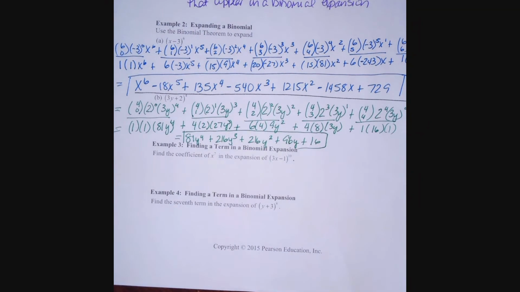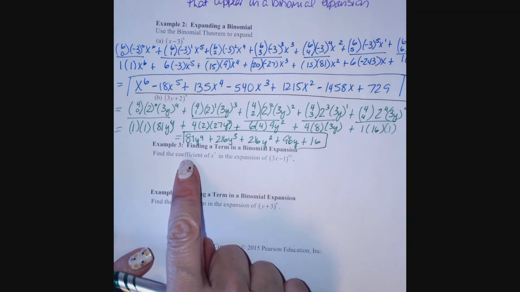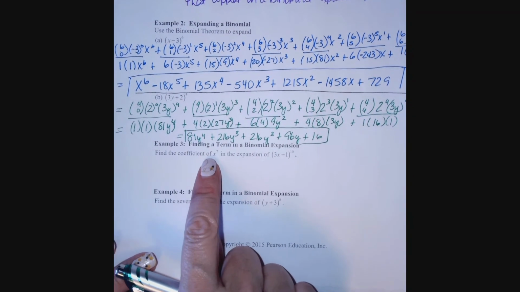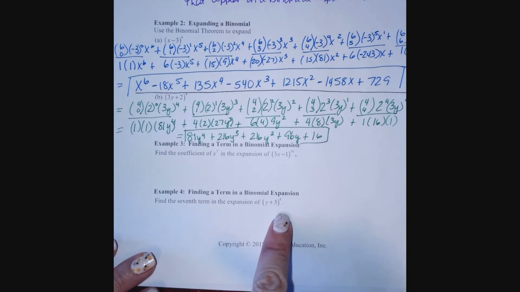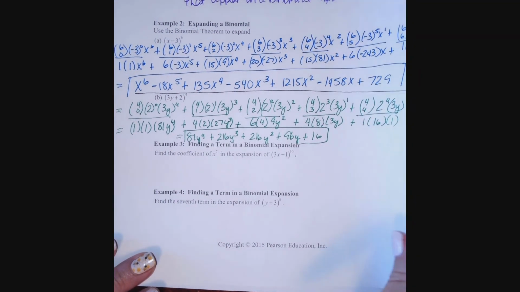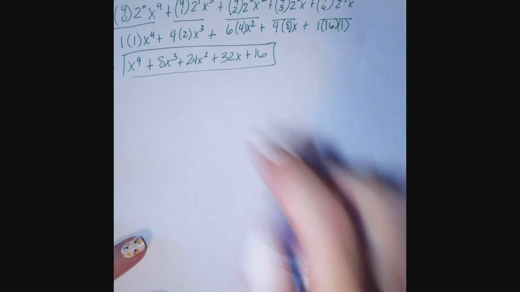Okay, these last two questions ask you something a little bit different. This one wants just the coefficient of the x to the 7th term. This one wants the 7th term of this expansion. We don't want to have to do the entire expansion just to get a couple of terms. So I want to give you a generalization to help you know what to do in these cases.